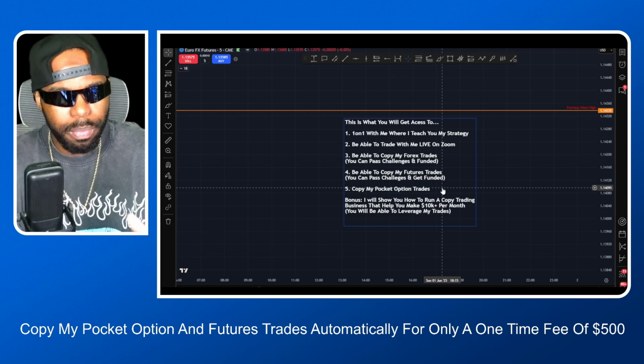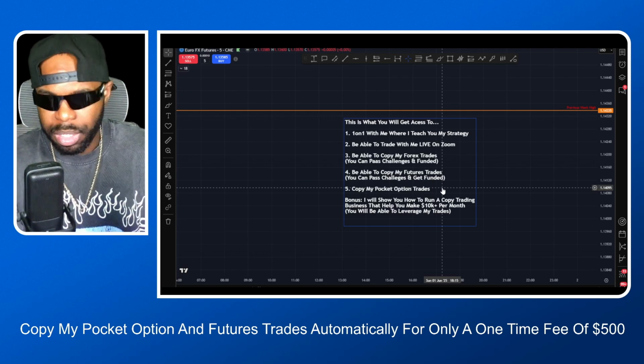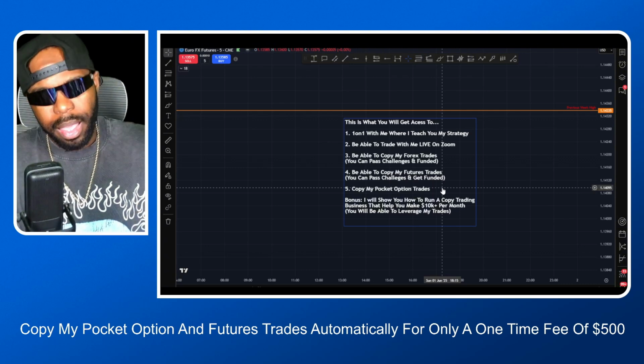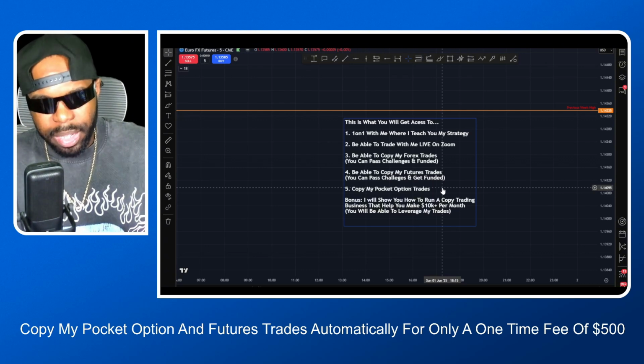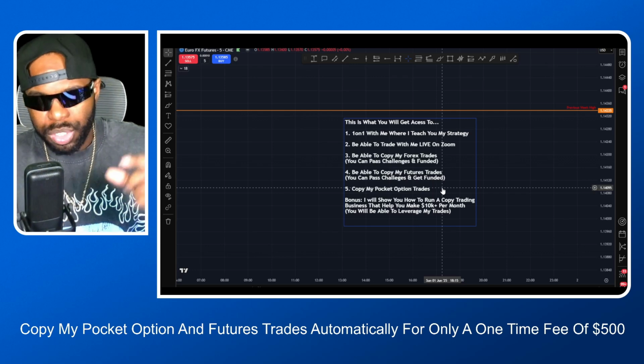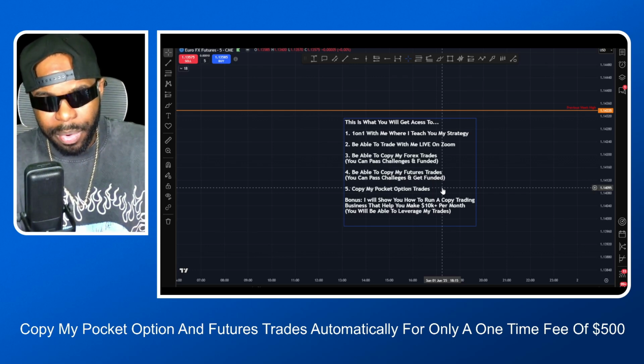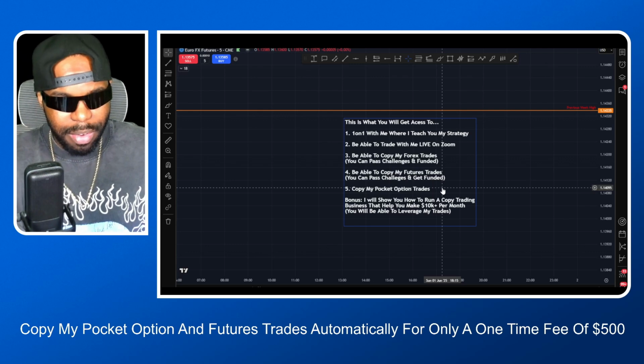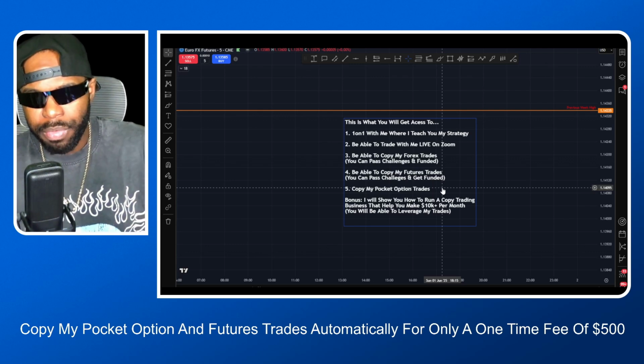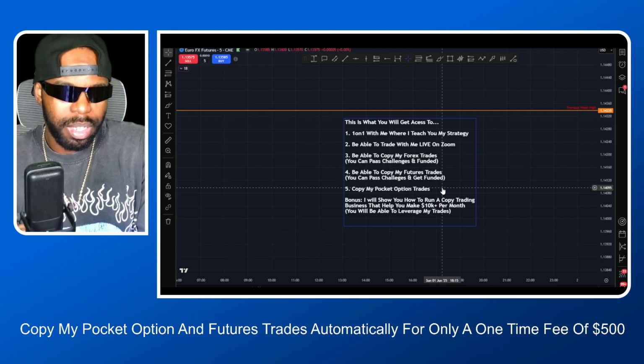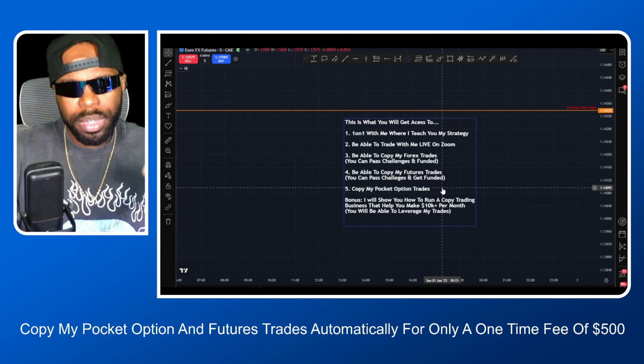So if you're running the business and charging a fee and you're not ready for people to copy your trades, just leverage my trades. I'm going to let you leverage my trades to be copied over to your people's accounts, and you can run the business smoothly. All for a one-time fee of $500.